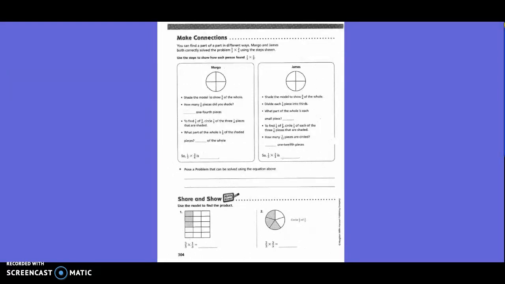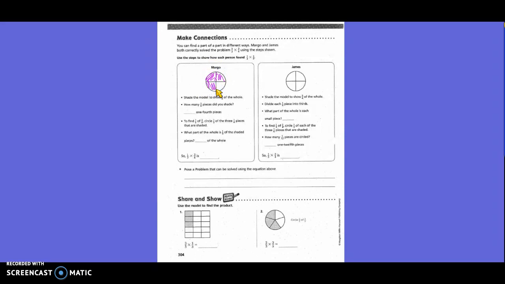Make connections. You can find a part of a part in different ways. Margot and James both correctly solved the problem 1/3 times 3/4 using the steps shown. Use the steps to show how each person found 1/3 times 3/4. So shade the model to show 3/4 of the whole. So you would shade in how many of these pieces? 3.